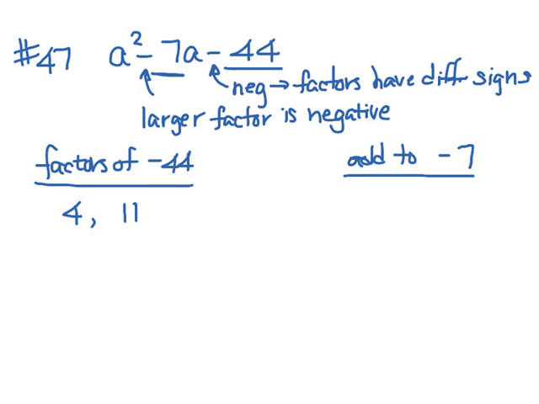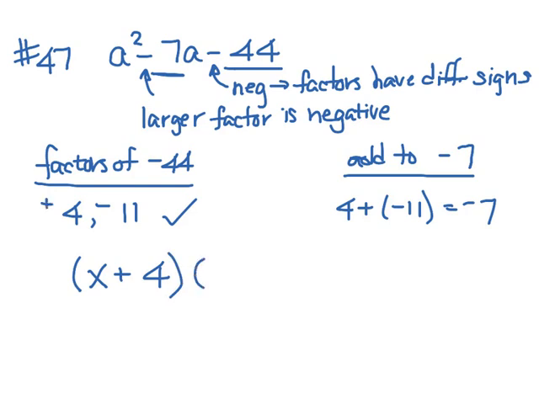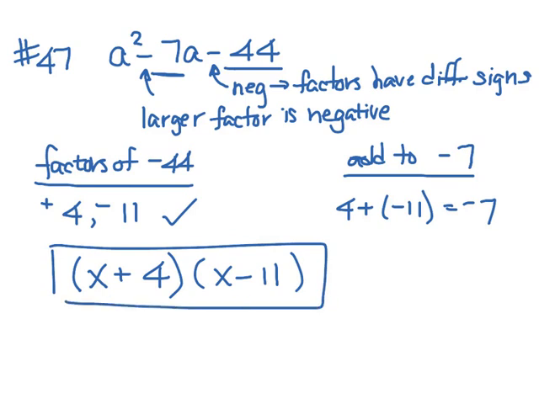And I know that one's positive and one's negative, and I know that my larger factor is negative, so I have 4 and negative 11. Just to check, I have 4 plus negative 11 gives me negative 7, so that matches, right? So now I know immediately that I should be able to go to x plus 4, because that's a positive, times x minus 11, and that's my factor. Okay.